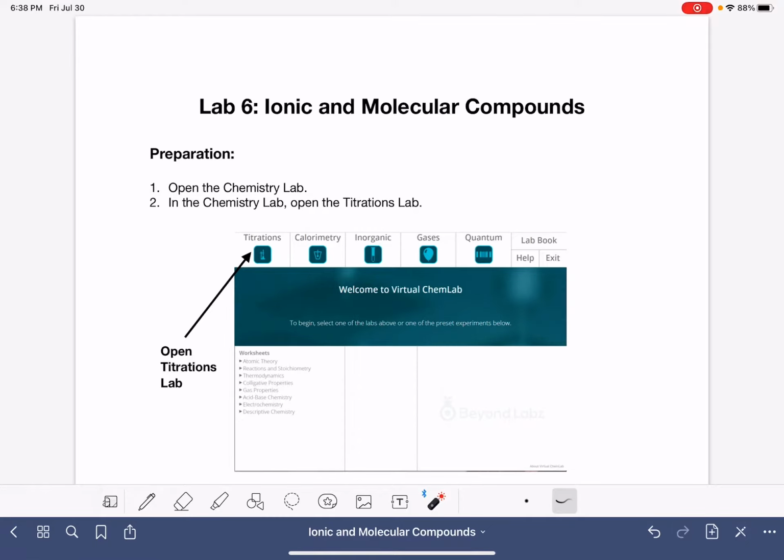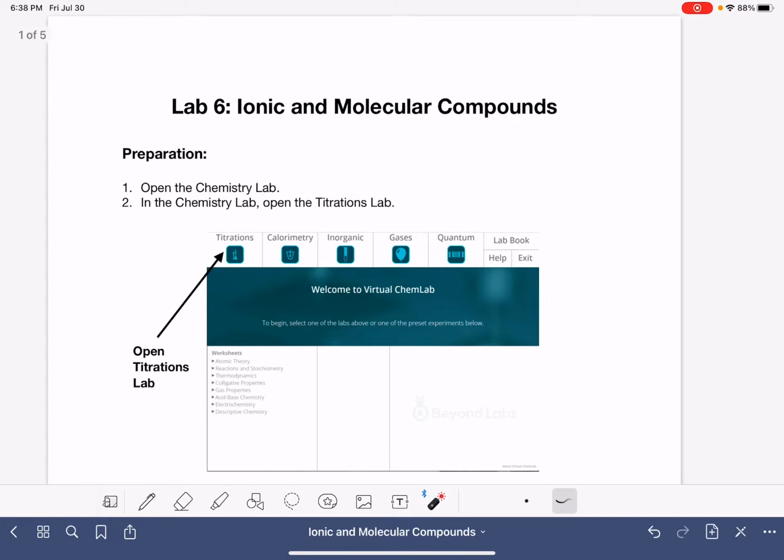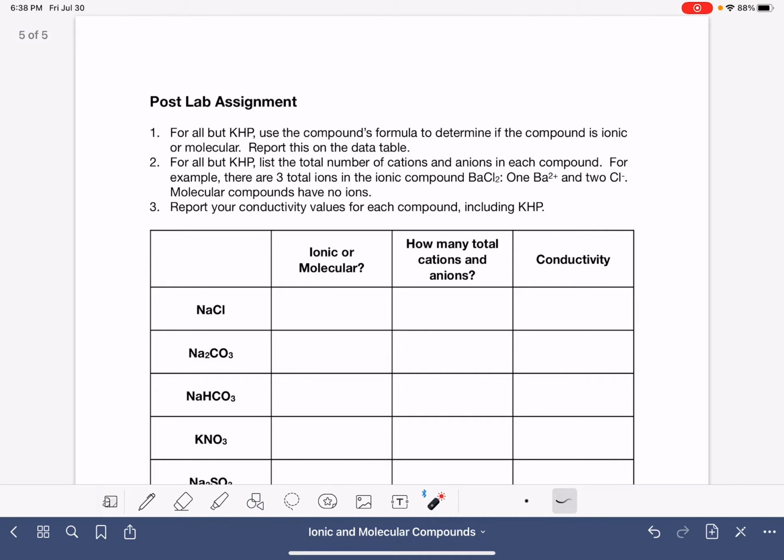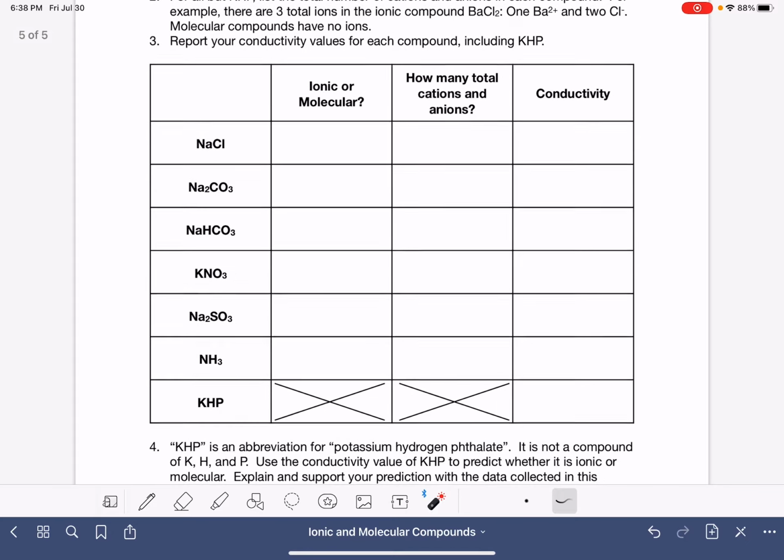I am going to walk you through completing the post-lab for Lab 6, Ionic and Molecular Compounds. So this is going to start off with a data table. It's got a list of all of the different compounds that you tested in the experiment. First thing that you need to do is classify whether each of these is ionic or molecular.